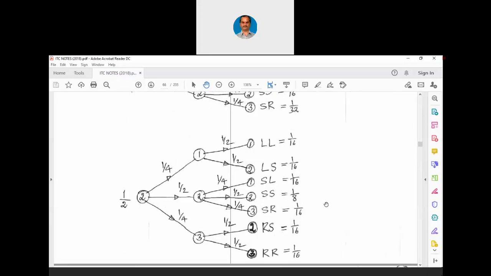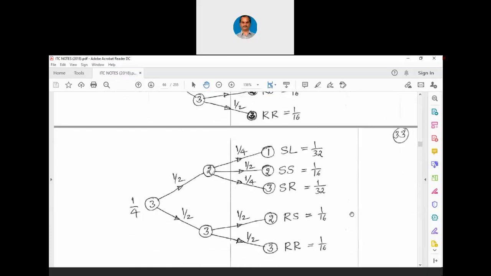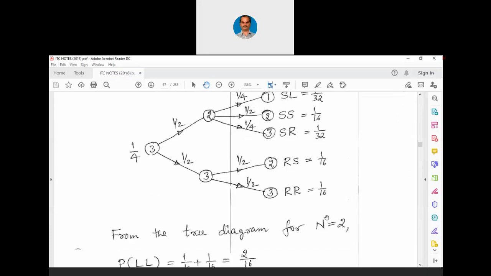Let me show you the other tree diagram where we have all these values: LL, LS, SL, SS, SR, RS, RR. Please refer to chapter 1's exercise for the details of this tree diagram, where we had discussed the state diagram. So we get the joint probability for all these sequences now.